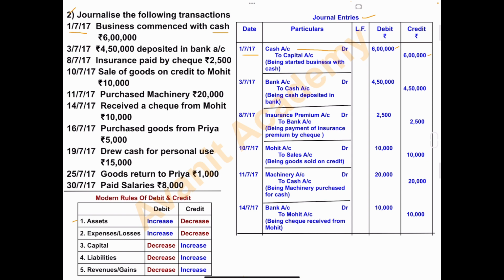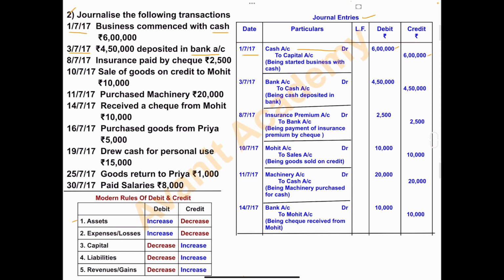Now we'll see the second transaction. See the problem. On 3rd July rupees 4,50,000 deposited in bank account. On 3rd July, the owner of the business has deposited 4,50,000 rupees in the bank account. In this second transaction, two accounts will appear. One is the bank account and another is the cash account. And both the accounts are assets.